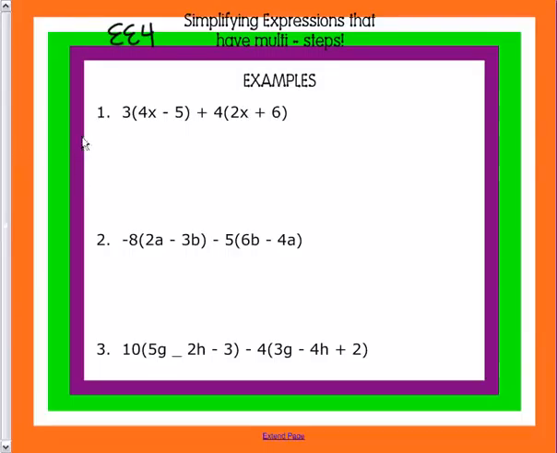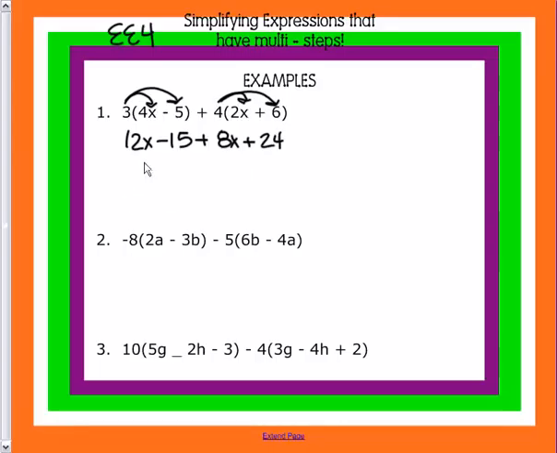Okay? So the first thing that we're going to do for this one is we're going to use the distributive property. So for this one, we're going to take 3 and distribute it to the 4x and to the negative 5. So 12x minus 15. We're going to add to that a 4 times a 2x, which is 8x, and a 4 times a 6, which is going to give us 24.